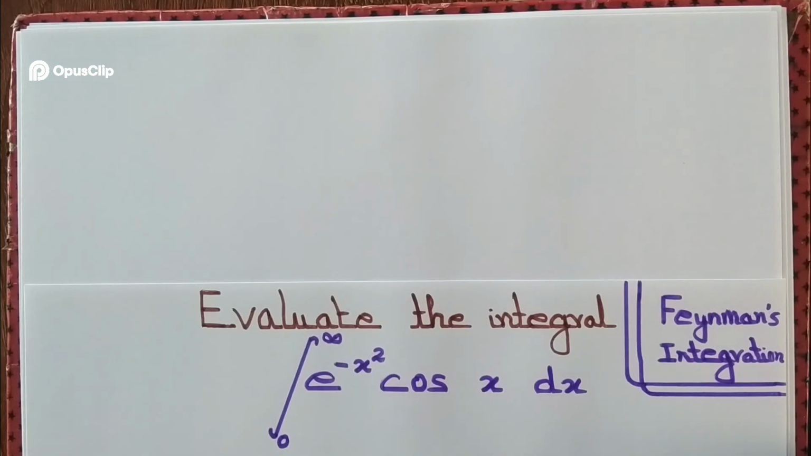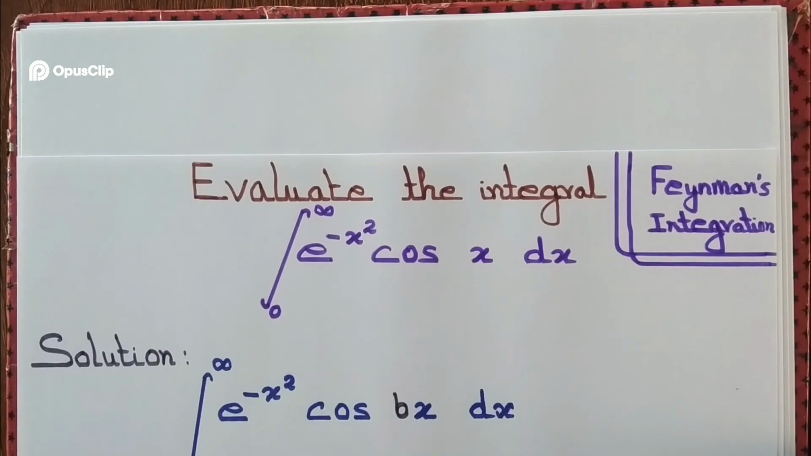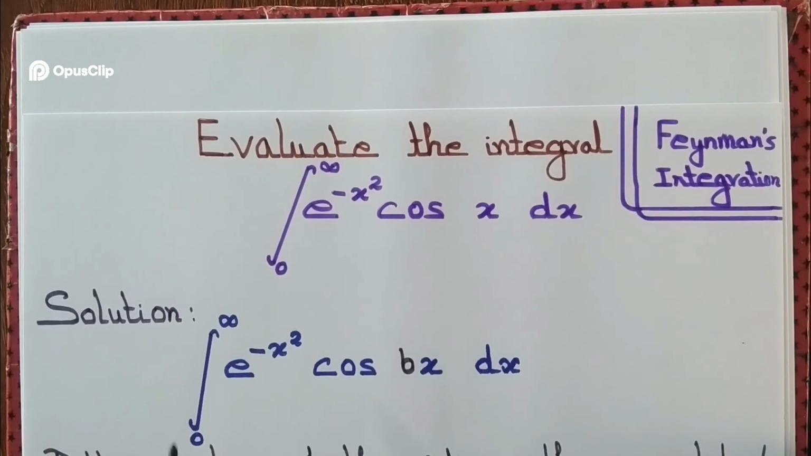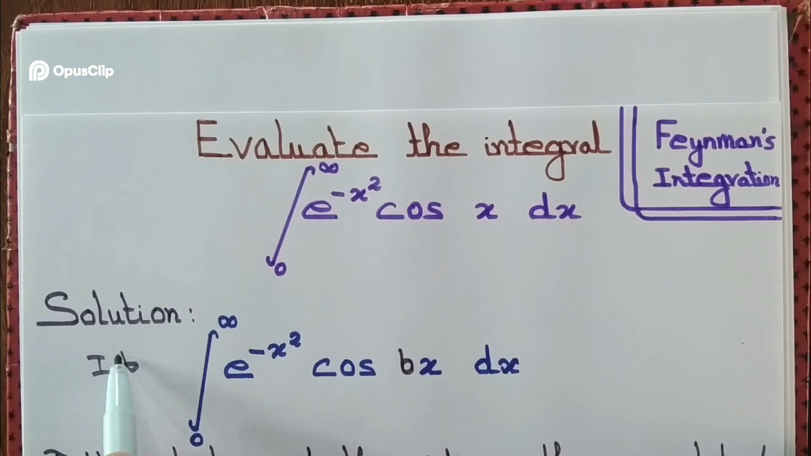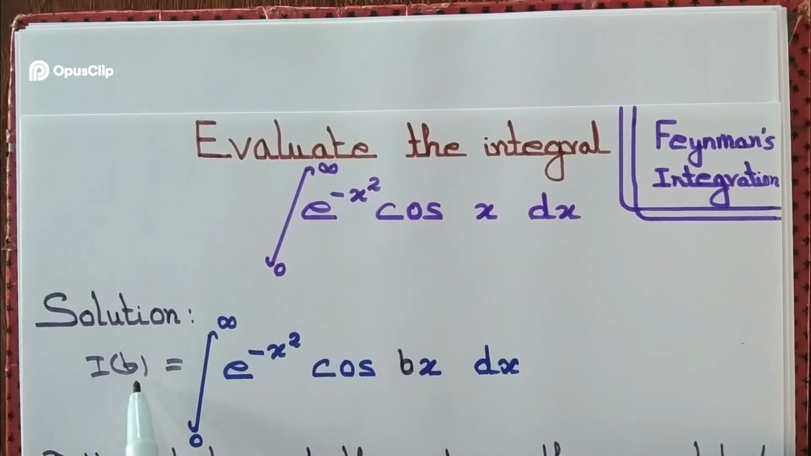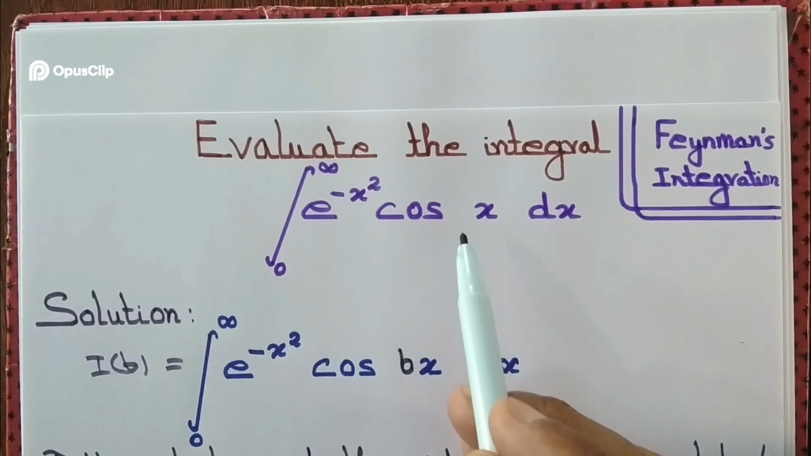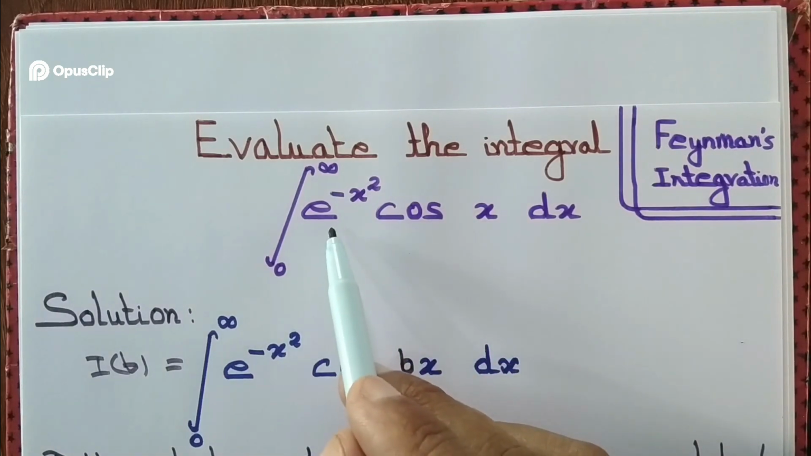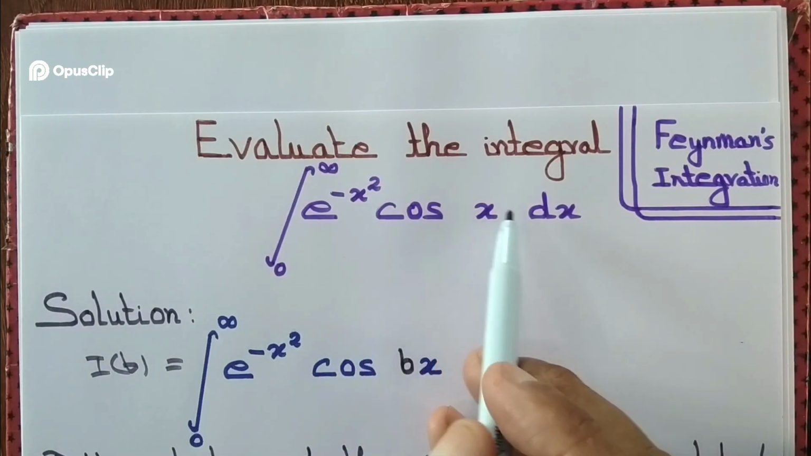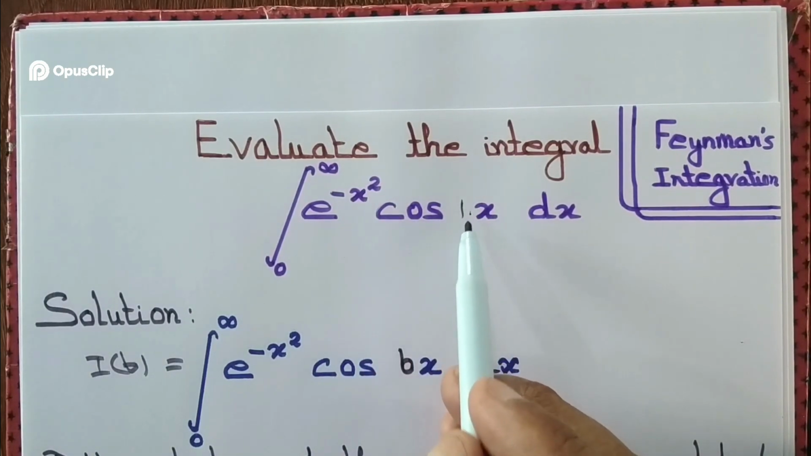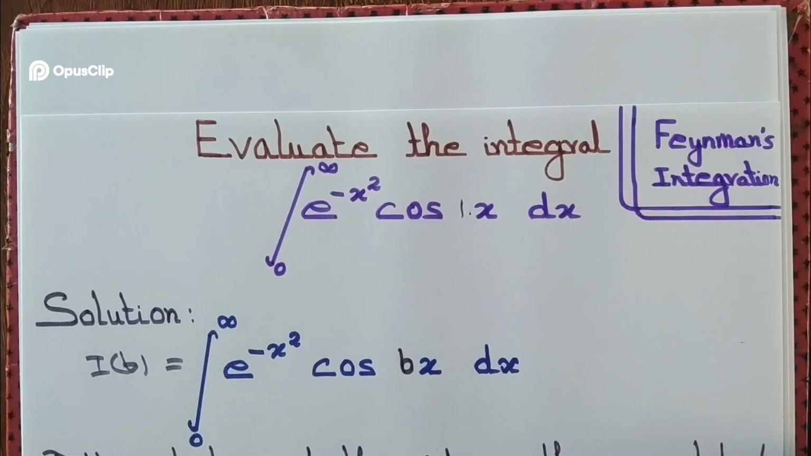However, we'll be able to do it by using Feynman's technique. Let us do it. Let us assume this integral to be equal to I(b). This is a reasonable assumption because if we change the value of b, then we will get a different value of the integral. So this integral is a function of b. So what we are doing is, instead of evaluating e to the power minus x square cos x dx, we will just take b equal to 1 and then find the value.